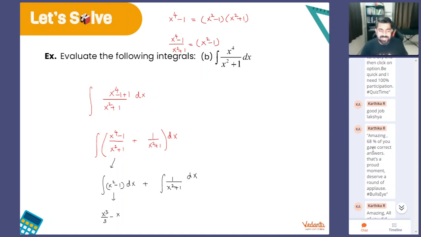It is x cubed by 3 minus x, plus what is this integral? That is nothing but tan inverse of x. Go and check your formula. That's it, over. This is my answer.